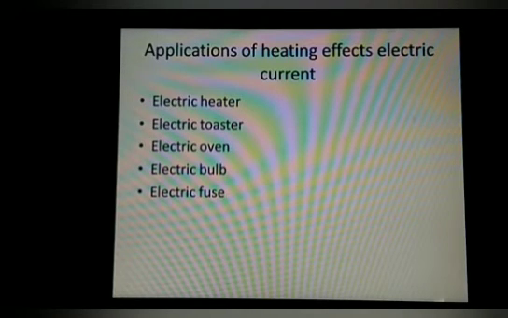Applications of heating effects of electric current. Electric heater, electric toaster, electric oven, electric bulb and electric fuse. These are all devices that work based on the heating effects of electric current.